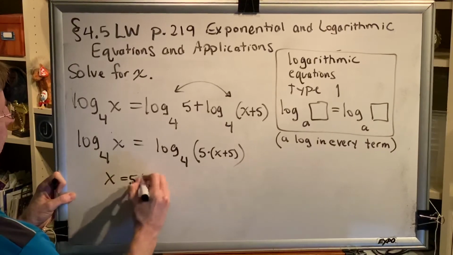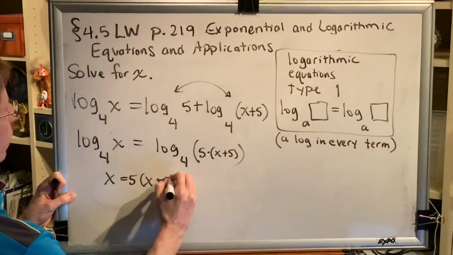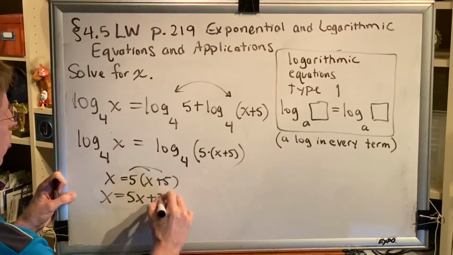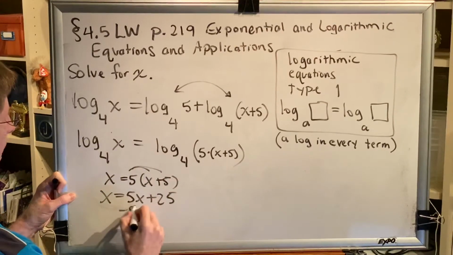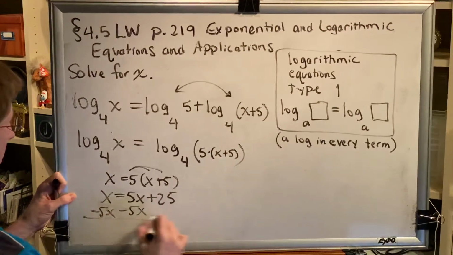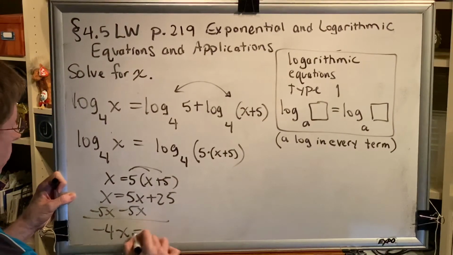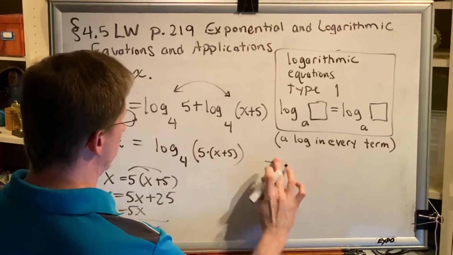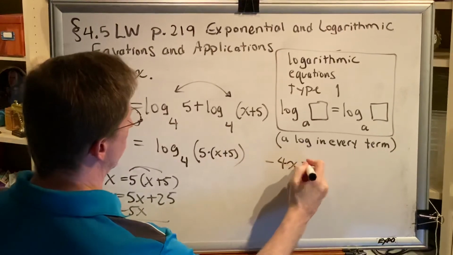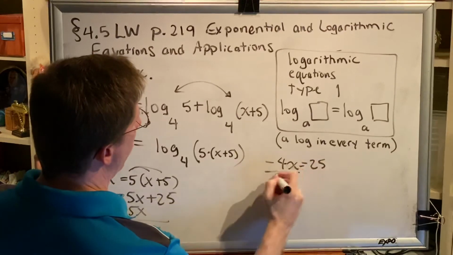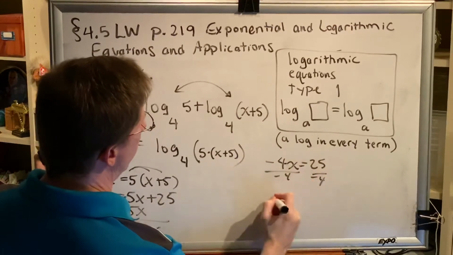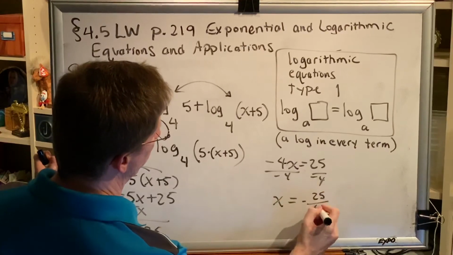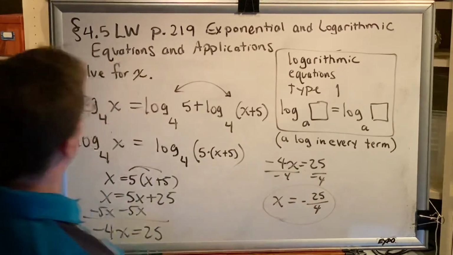X equals 5 times the sum x plus 5. Distribute. X equals 5x plus 25. Subtract 5x on both sides. Negative 4x equals 25. Divide by negative 4 on both sides. X equals negative 25/4.